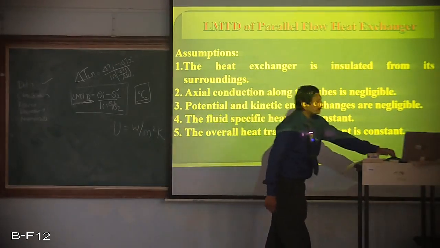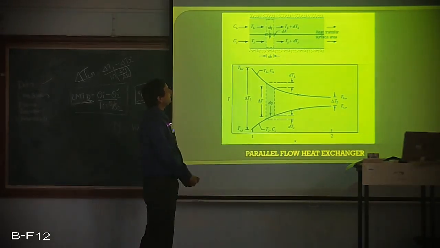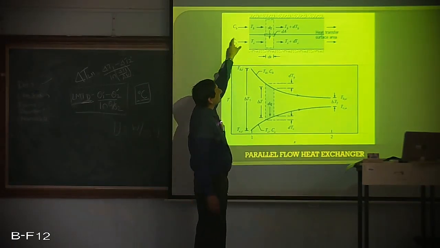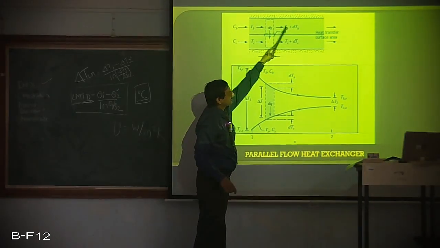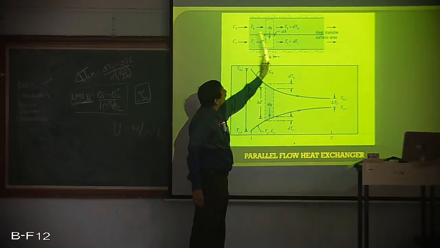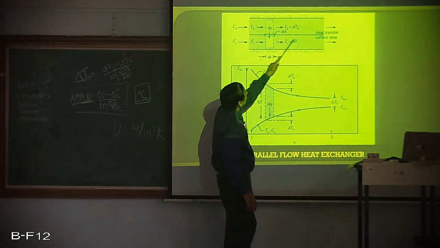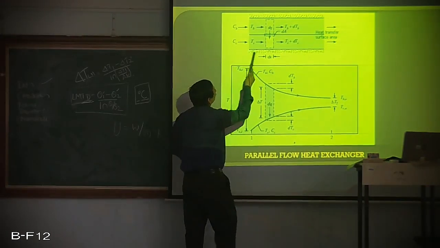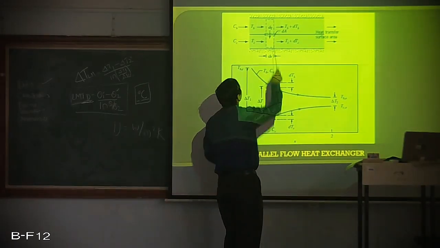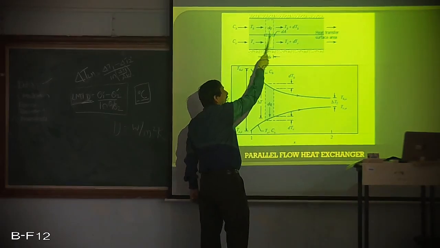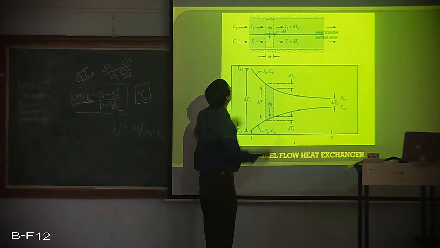Now let us try to find out the derivation. This is our parallel flow. Why is it parallel flow? Because the hot fluid is going in this direction and the cold fluid is also moving parallel to it. Therefore, we say it is a parallel flow, and this is the heat transfer surface area. As you can see, there is insulation. Therefore, whatever heat is transferred from the hot fluid should reach only the cold fluid.